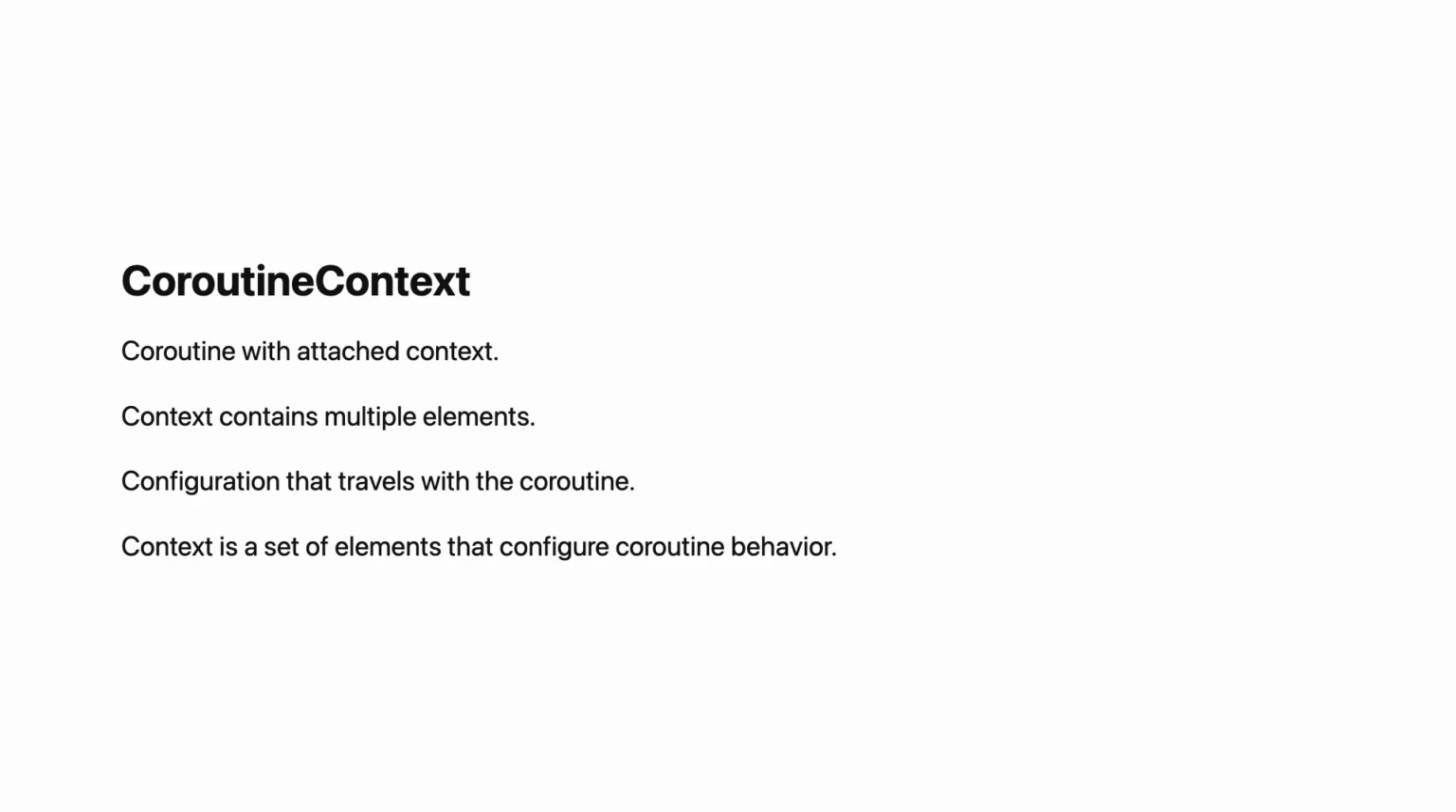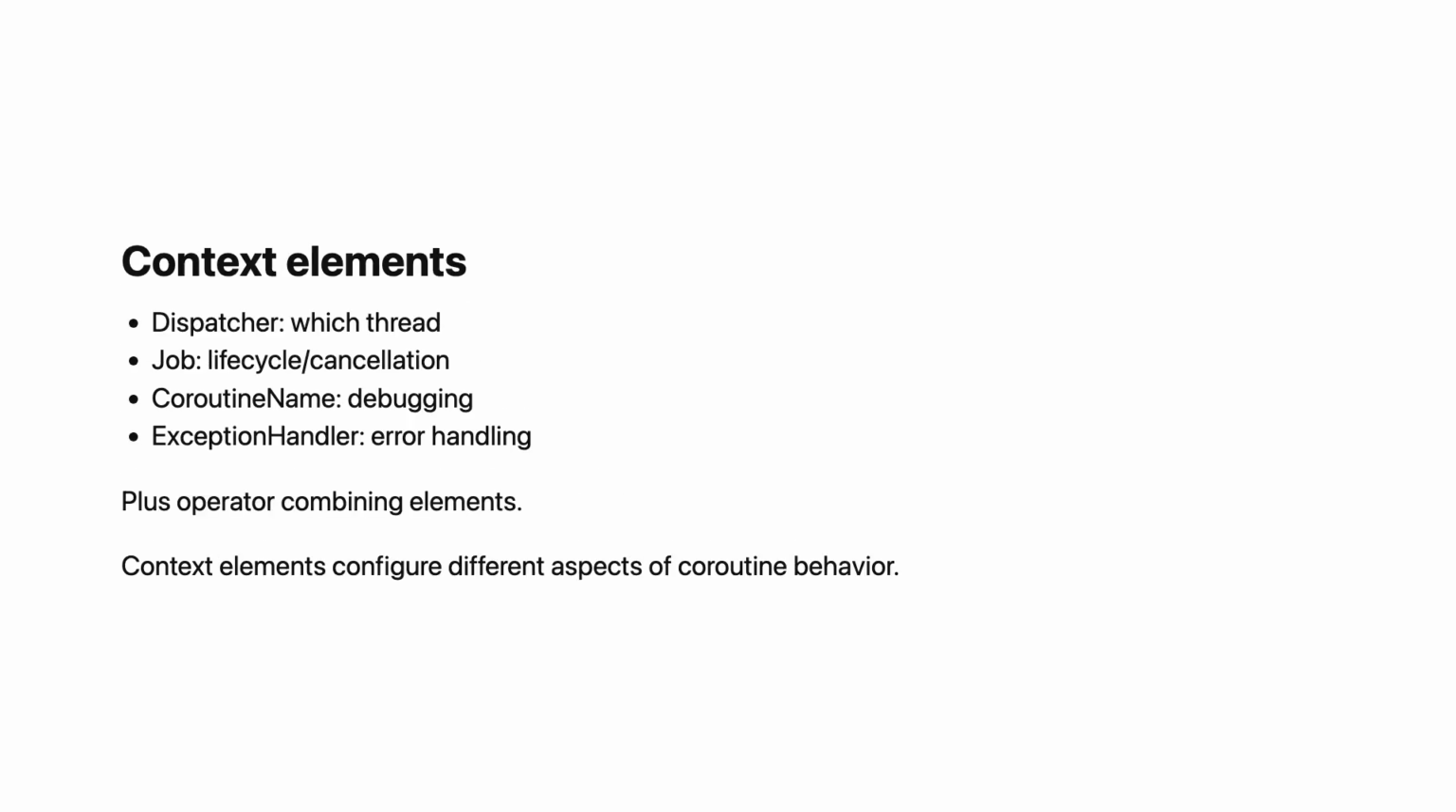Context contains multiple elements, each with a purpose. Dispatcher determines which thread or threads run the coroutine. Job tracks the coroutine's lifecycle and enables cancellation. Coroutine name gives the coroutine a name for debugging. Coroutine exception handler handles uncaught exceptions. Each element has a key. You access elements by key, context[Job]. Elements combine with plus. Dispatchers.IO plus CoroutineName("worker") creates a context with both.